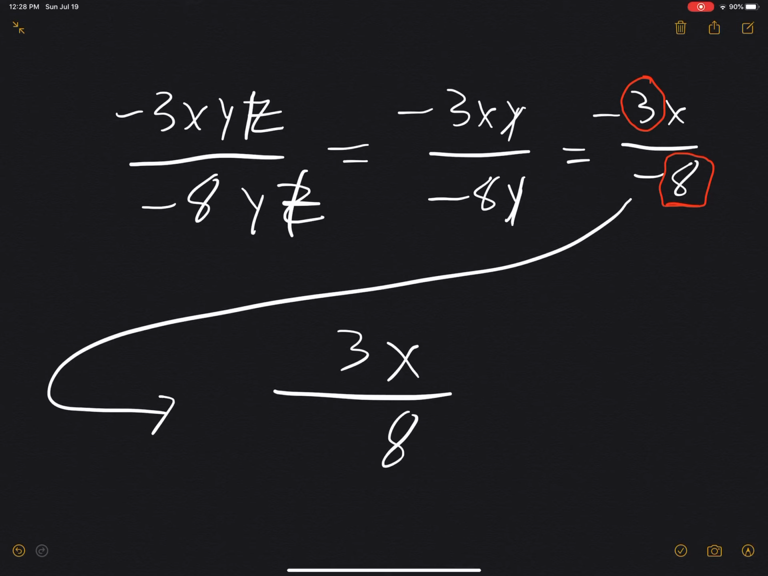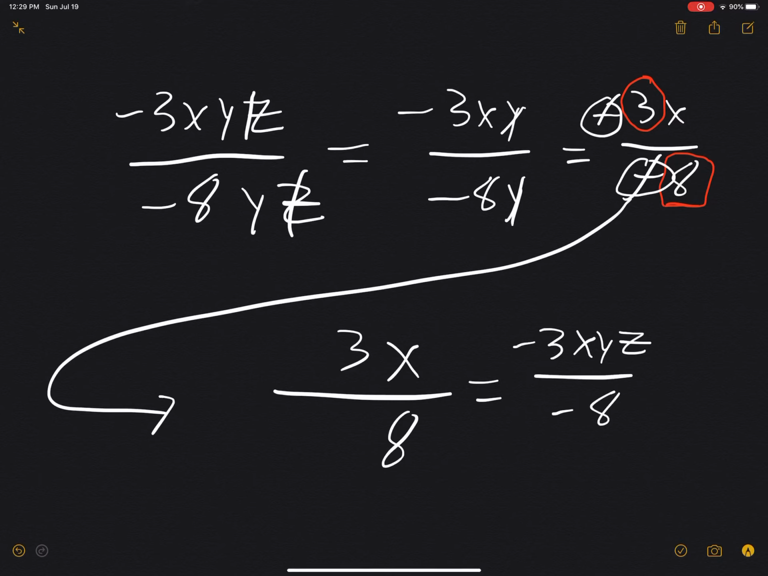But we also have a negative sign here and a negative sign here. Since we have one on the top and the bottom, we can cross them off, and our final answer is just 3x over 8. So this is equal to our original negative 3xyz over negative 8yz.